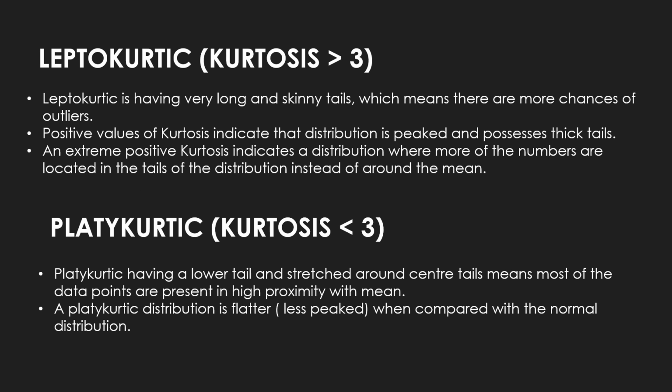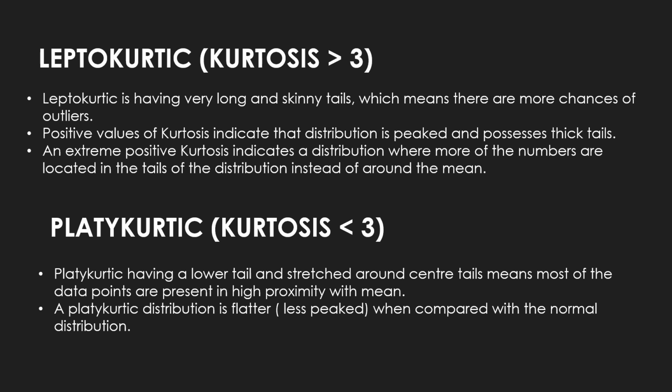So the definition of leptokurtic: kurtosis is greater than 3. Leptokurtic has very long and skinny tails, which means there are more chances of outliers. Positive values of kurtosis indicate that the distribution is peaked and possesses thick tails. An extreme positive kurtosis indicates a distribution where more of the numbers are located in the tails of the distribution instead of around the mean.